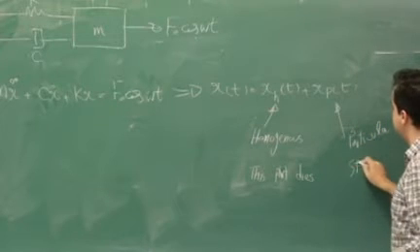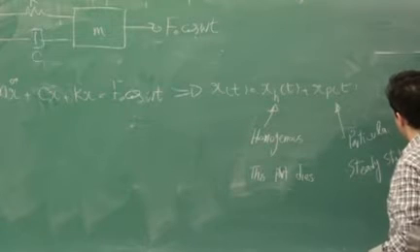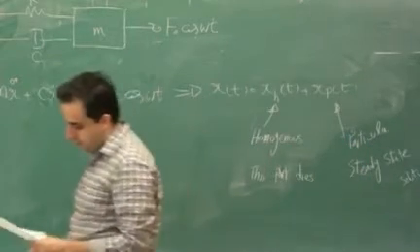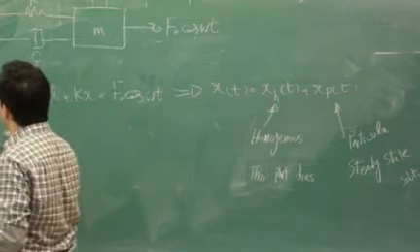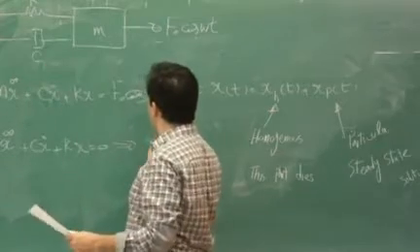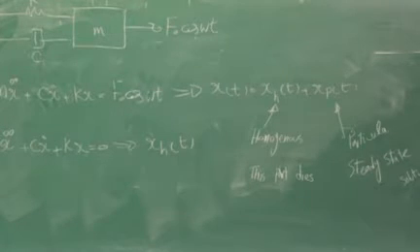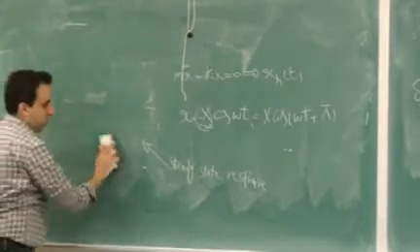But this one is going to be the steady state solution. This part is going to die out if you have the underdamped system. For the homogeneous solution, you know how to find that. I don't go through that here. I just focus on the particular solution, and then at the end, I will add them up to get the overall solution.